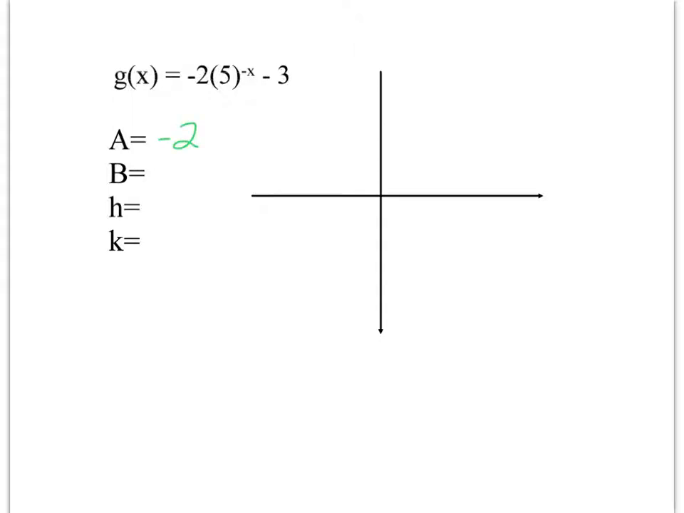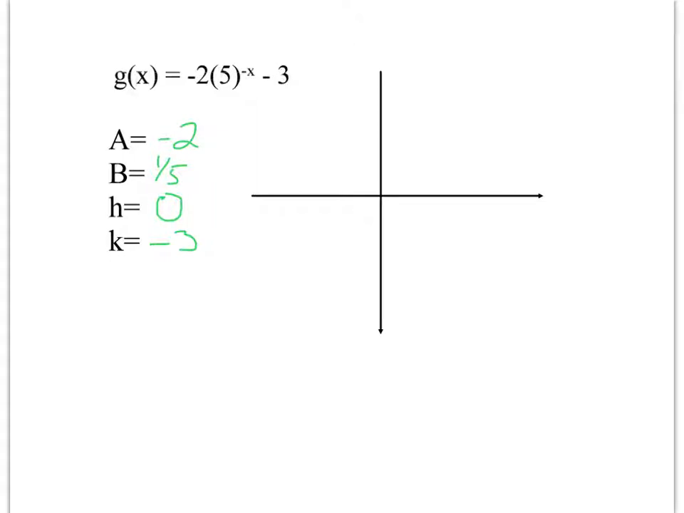Our B, you're saying 5, be careful, it's actually not a 5. We have a negative x there, and I haven't gone over that in the video yet, but we'll go over that in class. What that really means is, because it's a negative exponent, it's the reciprocal. Our B here is actually 1/5, or the reciprocal of 5. Our H is 0. You can see there is nothing inside there with the x, so our H is 0. And our K is, you got it, negative 3. So we're going to have a climb over it. The whole graph is going to shift down 3 places.